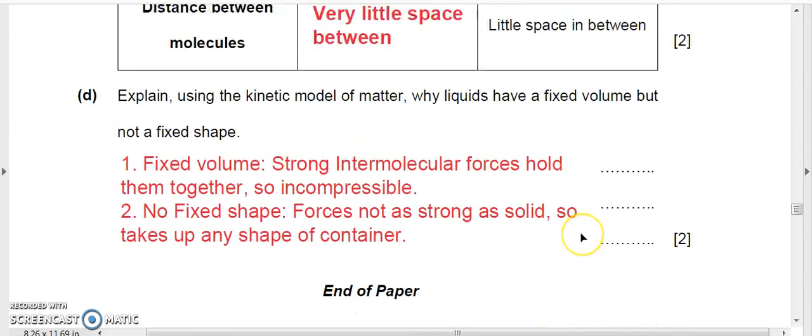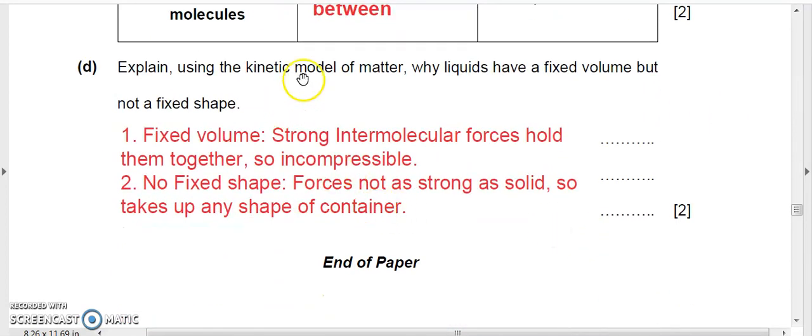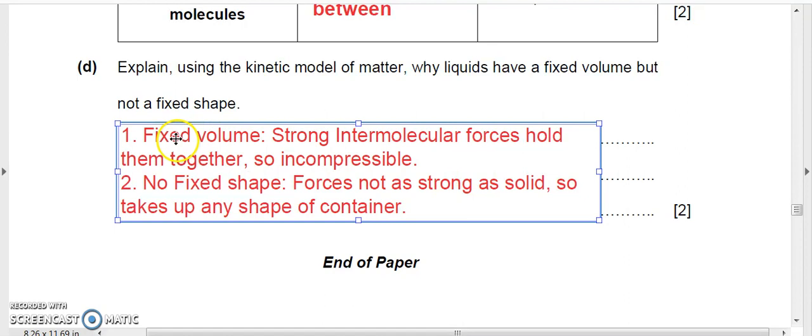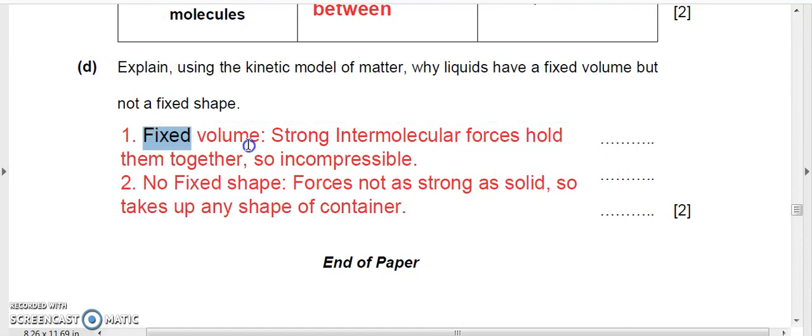Last question, explain why liquids have a fixed volume but not a fixed shape. So 2 marks here. First part is to explain why it has fixed volume. Fixed volume is because you have strong intermolecular forces holding them together. So fixed volume means I cannot compress it. That's why it's incompressible, because the forces holding them are so strong. You cannot easily overcome those forces, right?